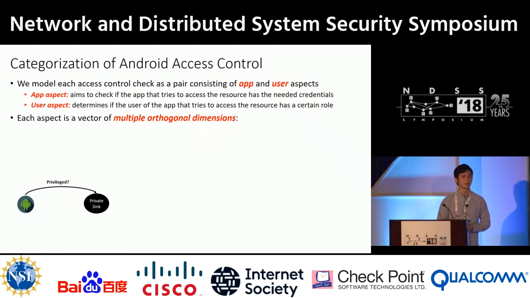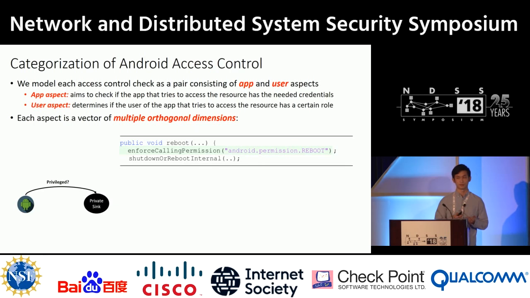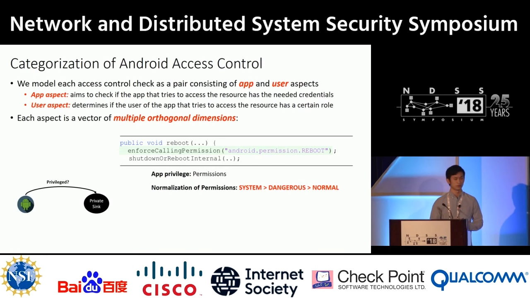The first dimension of the app aspect is privileged. Privilege checks determine if the calling app owns certain privileges. For example, to reboot a phone, the system services require the caller to have a permission, android.permission.REBOOT. To normalize this permission, we normalize it based on its Android protection level rather than its name. So we have system as the highest protection level, followed by dangerous, and followed by normal. Other privilege checks can be enforced based on UID, PID, and package properties such as signatures.